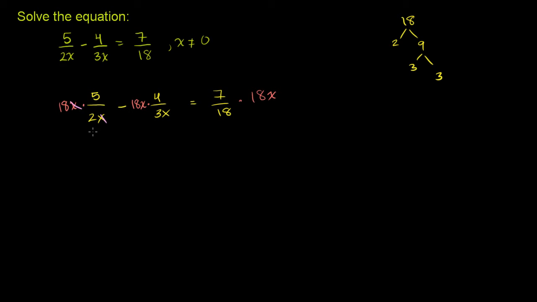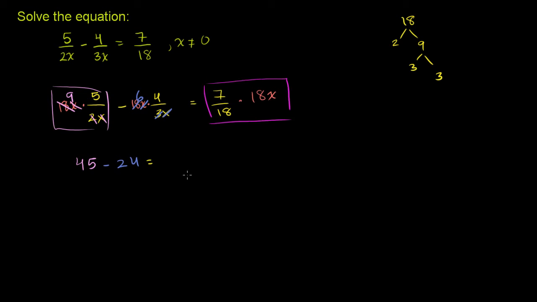x divided by x is 1. 18 divided by 2 is 9. So this term becomes 9 times 5, which is 45. And then this term right here, x divided by x is 1. 18 divided by 3 is 6. So you have 6 times 4 is 24, but you have a subtraction sign here. So minus 24 is equal to, and then you have this term, 7 over 18 times 18x. Well, the 18s cancel out, and you're just left with 7 times x, which is 7x.